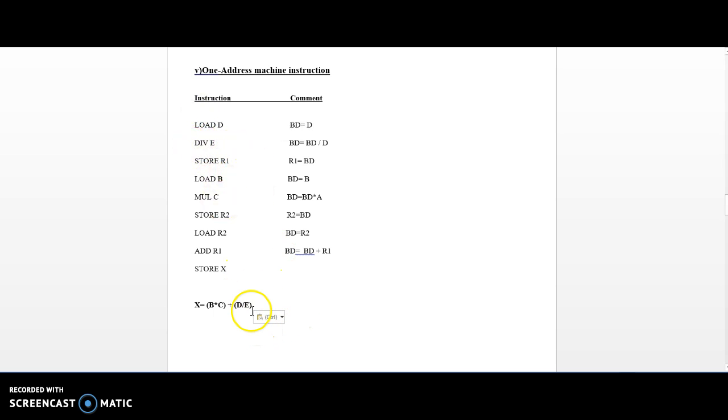Then you have to store the bracket. You store it, and you write R1. Then next you move on to load B. You go back to the first bracket, and you multiply by C, and then you store R2. You store it for the first bracket. And then you load R2, which is this bracket over here, plus addition, which is the middle of the bracket, add with R1, which is the other bracket, and then you store it. And that is our one address machine instruction. Thank you.